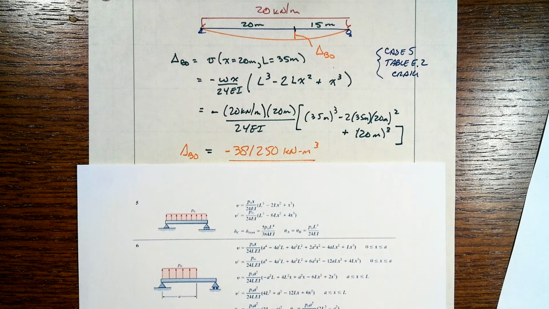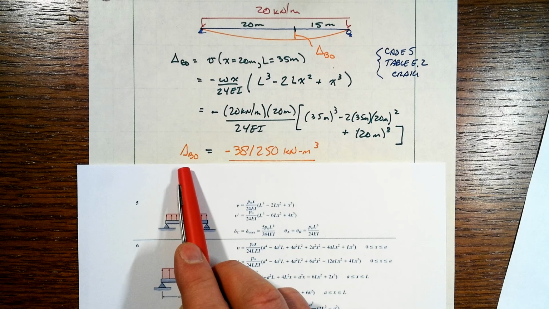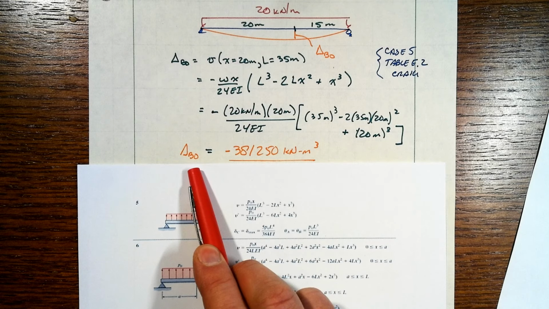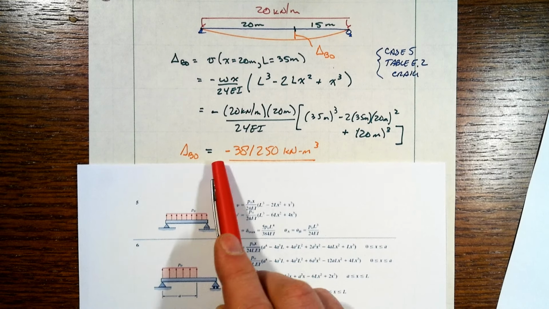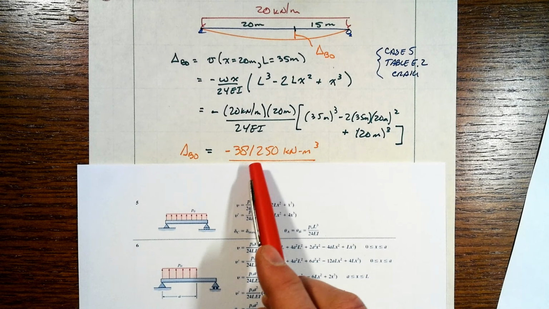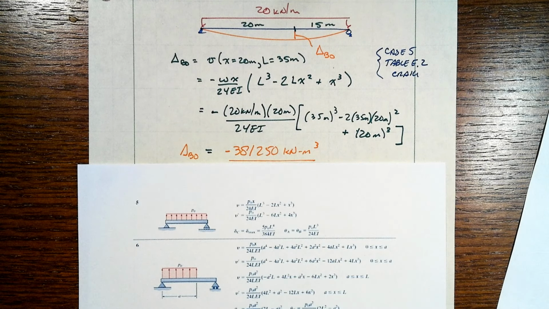Okay? Alright, so we put all these numbers in and work through. Delta BO then equals minus 381,250. Delta BO. There's always a BO running around. Oh, sorry. Alright, so delta BO equals minus 381,250 kilonewton meter cubed. Couple of things to take note here.